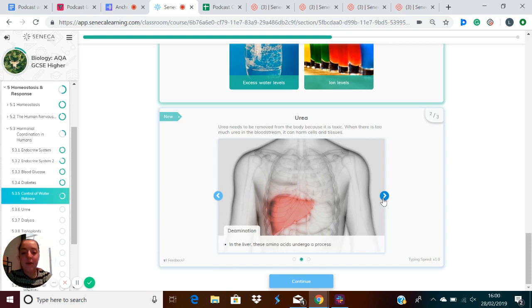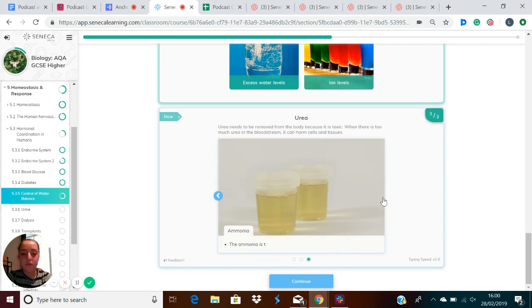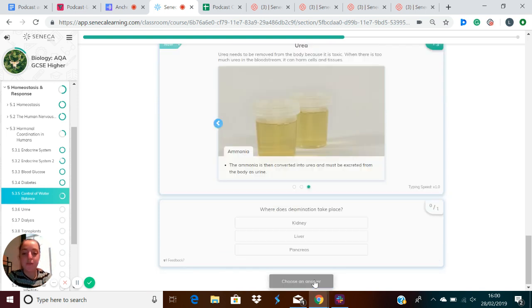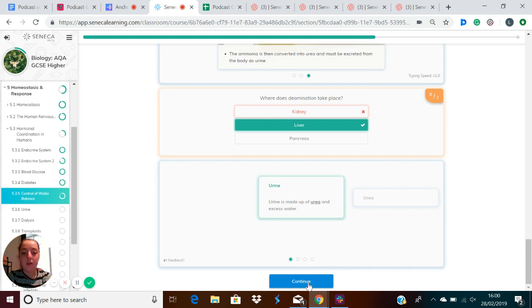In the liver, amino acids undergo a process known as deamination, and the waste product is ammonia. The ammonia is then converted into urea and must be excreted from the body as urine. So deamination takes place in the liver. Urine is made up of urea and excess water.